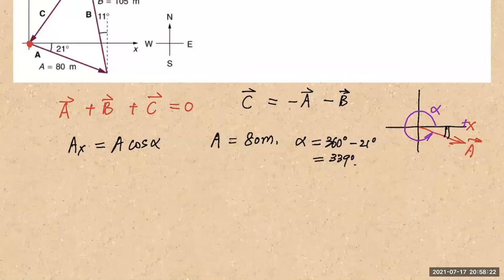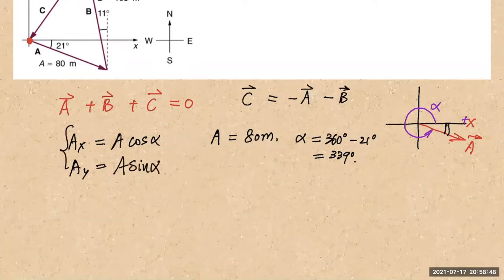You can also say negative 21 degrees, because you're going backwards from the positive x direction, clockwise instead of counterclockwise, which is the opposite direction by convention. So it's negative 21 degrees, the same as 339 degrees. That's AX, and similarly AY will be equal to A times sine alpha. So you get AX and AY.